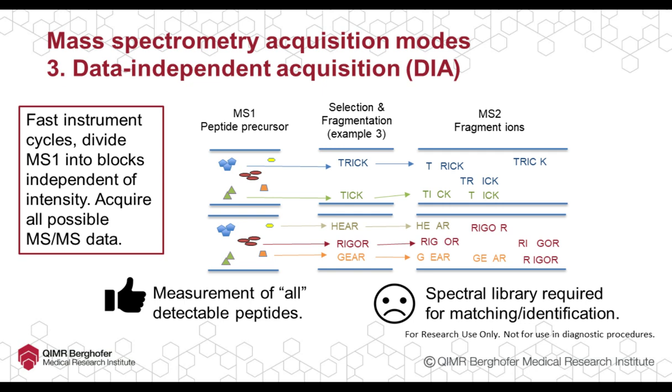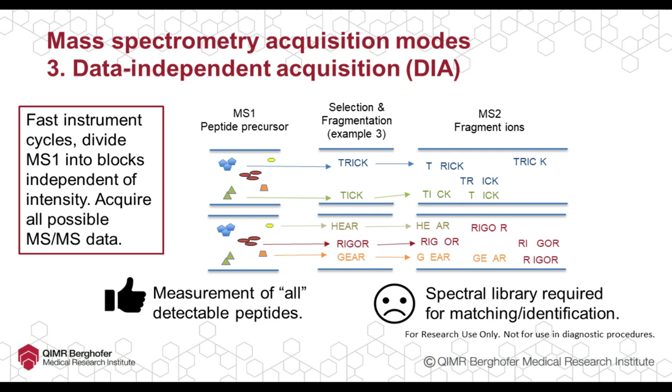In this technique, the MS1 is broken down into blocks of independent MS1 regions, which are independent of the intensity. So the MS1 peptides are not selected based on intensity. All possible MS data are then acquired for all your samples, which is good for potentially being able to measure all detectable peptides.